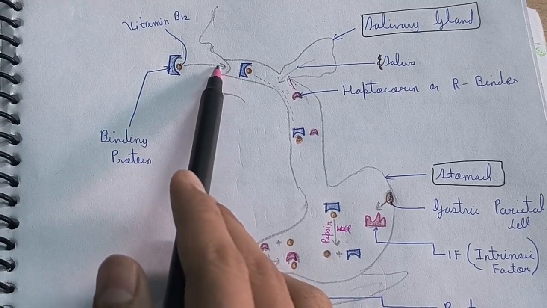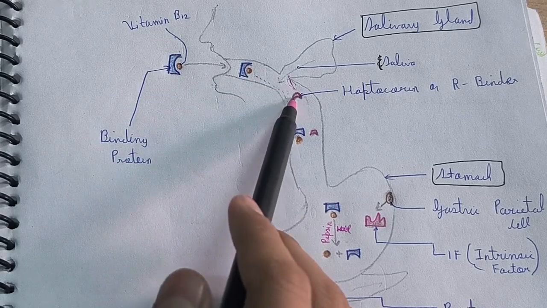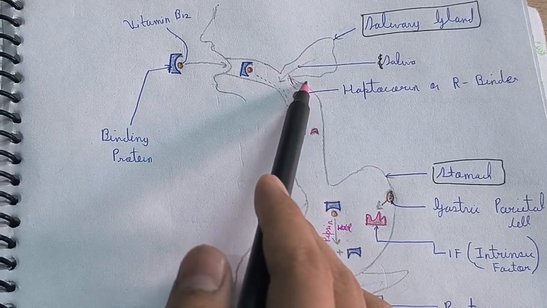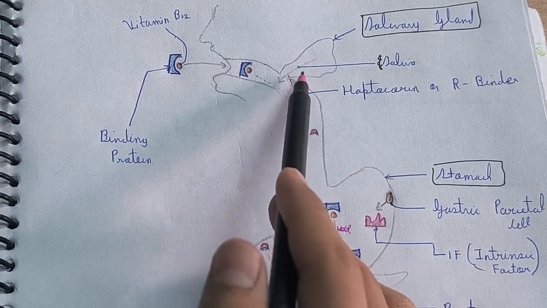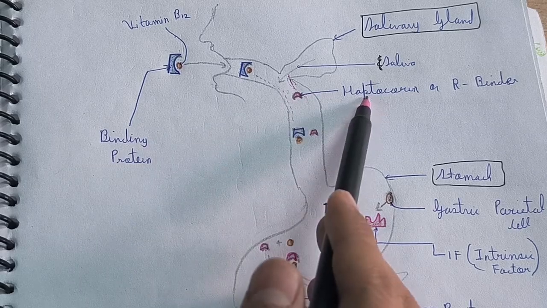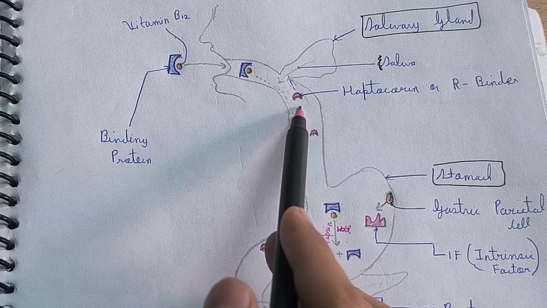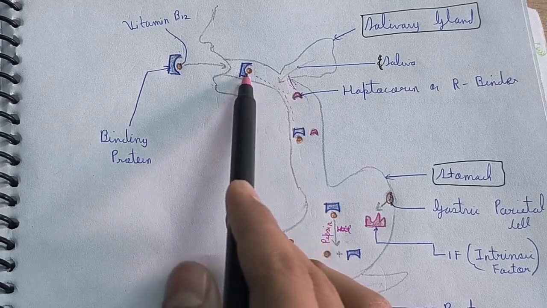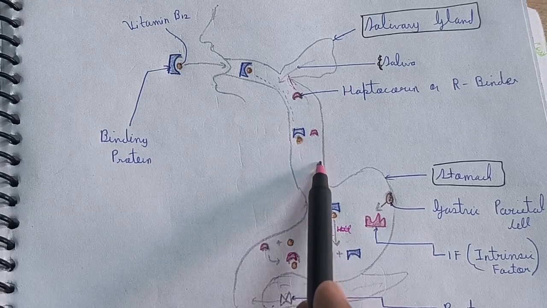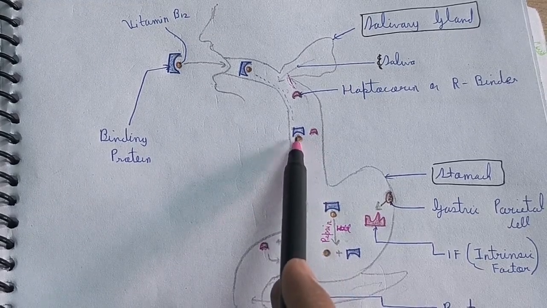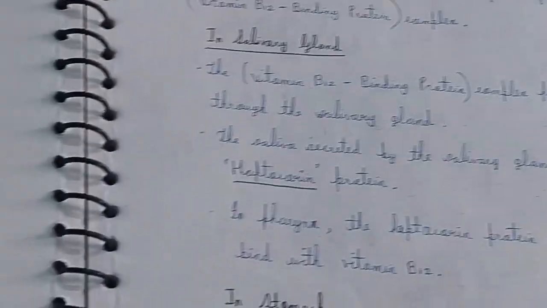Now this complex passes through the mouth, the pharynx, and also the salivary gland. The salivary gland secretes saliva, and this saliva releases a protein called haptocorrin, or R-binder protein. In the pharynx, this haptocorrin protein does not bind with vitamin B12. It only passes along with the vitamin B12 complex. That's all.